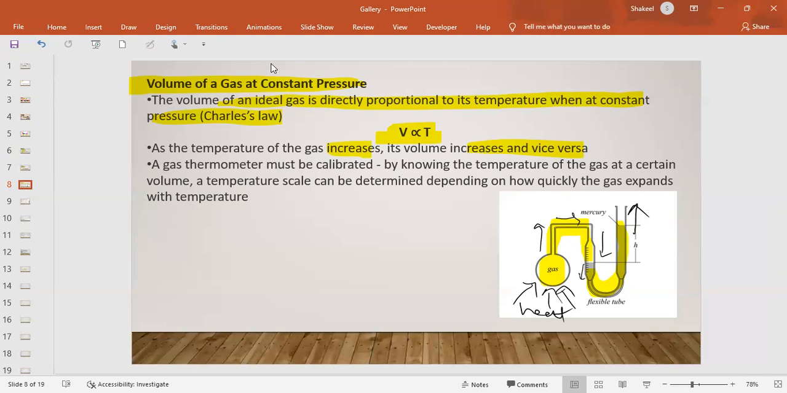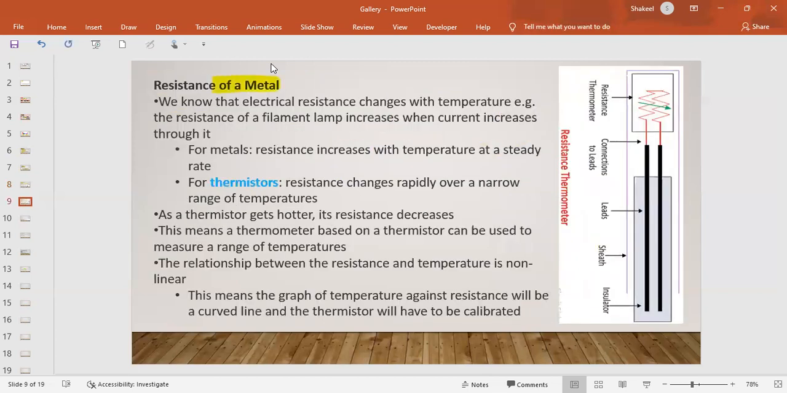A temperature scale can be determined depending on how quickly the gas expands with temperature. So actually, this is just used to calibrate, to measure the temperature of certain things. This is not a common thermometer though. Okay, then resistance of the metal. Well, this is a resistance thermometer.